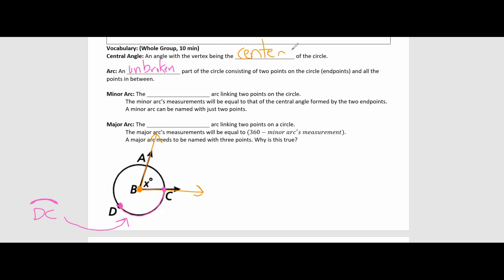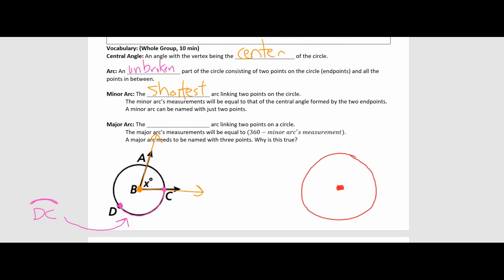Minor arc is the shortest distance or the shortest arc linking 2 points on the circle. The minor arc's measurement will be equal to that of the central angle formed by the 2 endpoints. A minor arc can be named with just 2 points. Okay, that was a lot. What they're saying here, though, and let me actually, you guys have room to draw another example, so I'm going to do that down here.